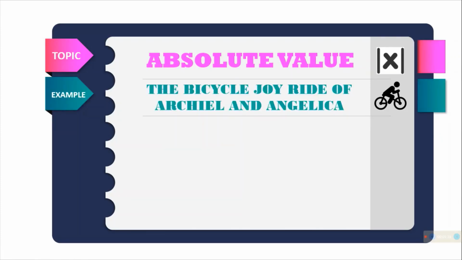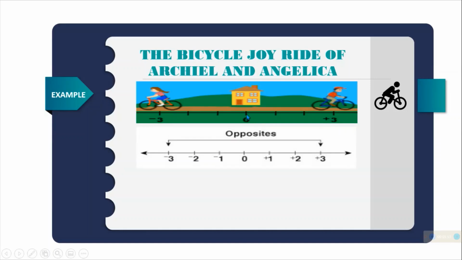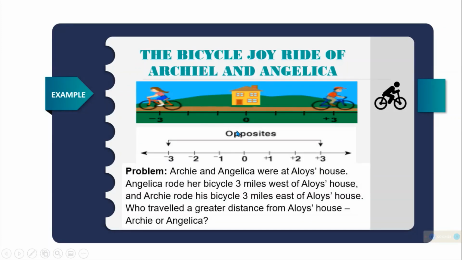So, the bicycle joyride of Archie and Angelica. Gagawin natin example yan. Parehas nakabike si Angelica and si Archie. Itong bahay na to ay bahay ng kaibigan nila na ang pangalan ay Aloy. So, Archie and Angelica were at Aloy's farm. Angelica rode their bicycle 3 miles west. Archie naman rode his bicycle 3 miles east. Who traveled the greater distance from Aloy's house, Archie or Angelica? Sino daw ang mas malayo ang na-travel?